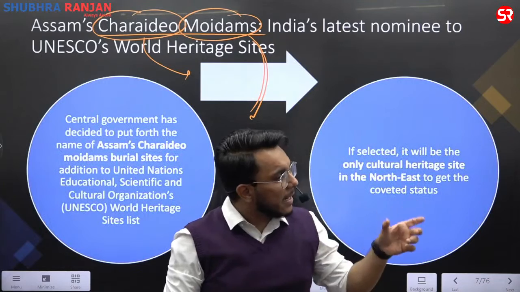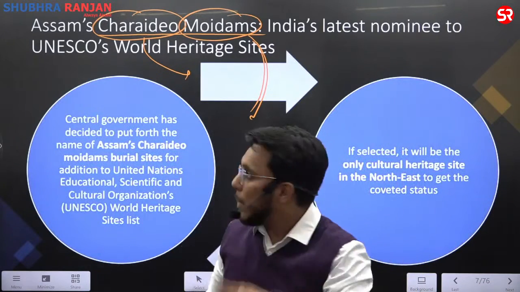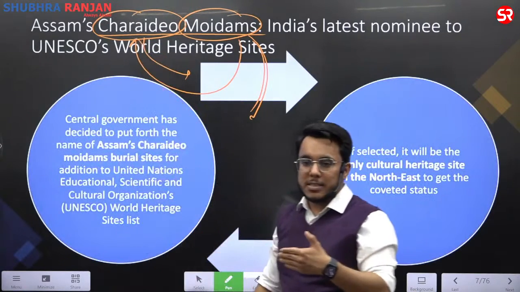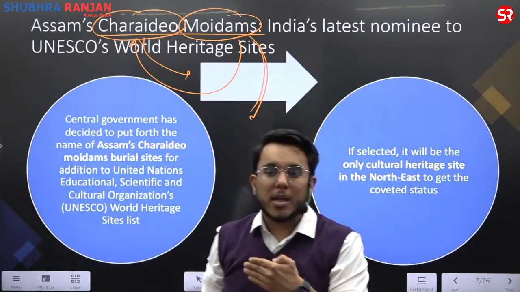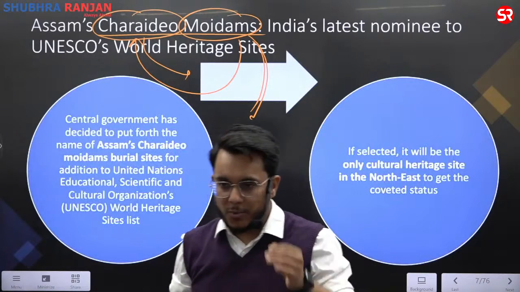It's not that they are only here in these Charaideo. They are throughout Assam. But particularly these moidams in the district of Charaideo are the ones which have been preserved very beautifully. These are the royal burial sites which have been asked for recognition. Are you getting it or not?